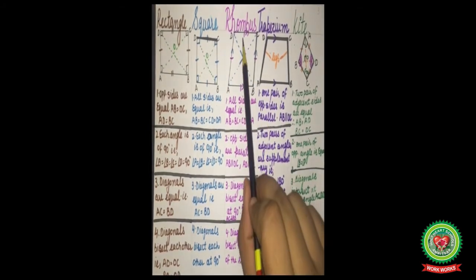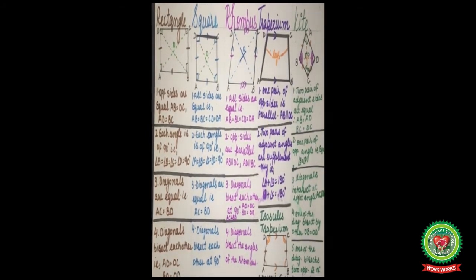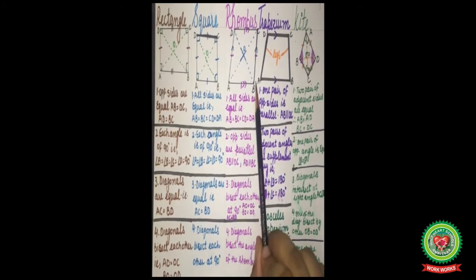The next type of quadrilateral is a rhombus. In a rhombus, all sides are equal. That is, AB equal to BC equal to CD equal to DA. And the opposite sides are parallel. That is, AB will be parallel to CD and BC will be parallel to AD.